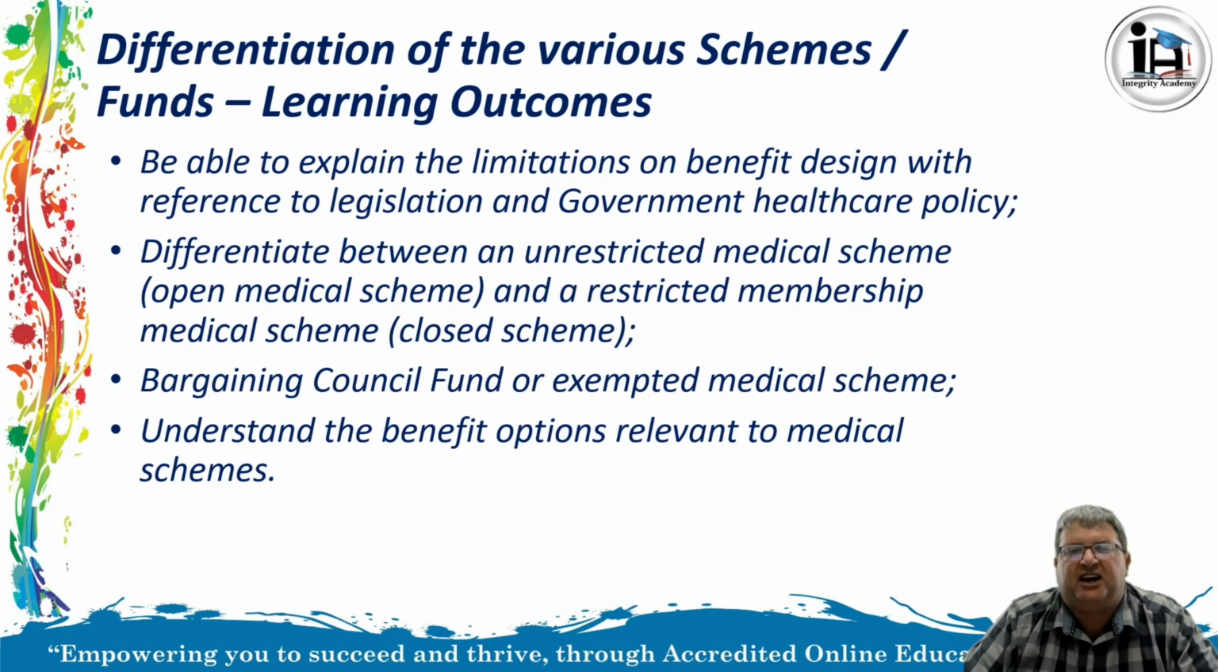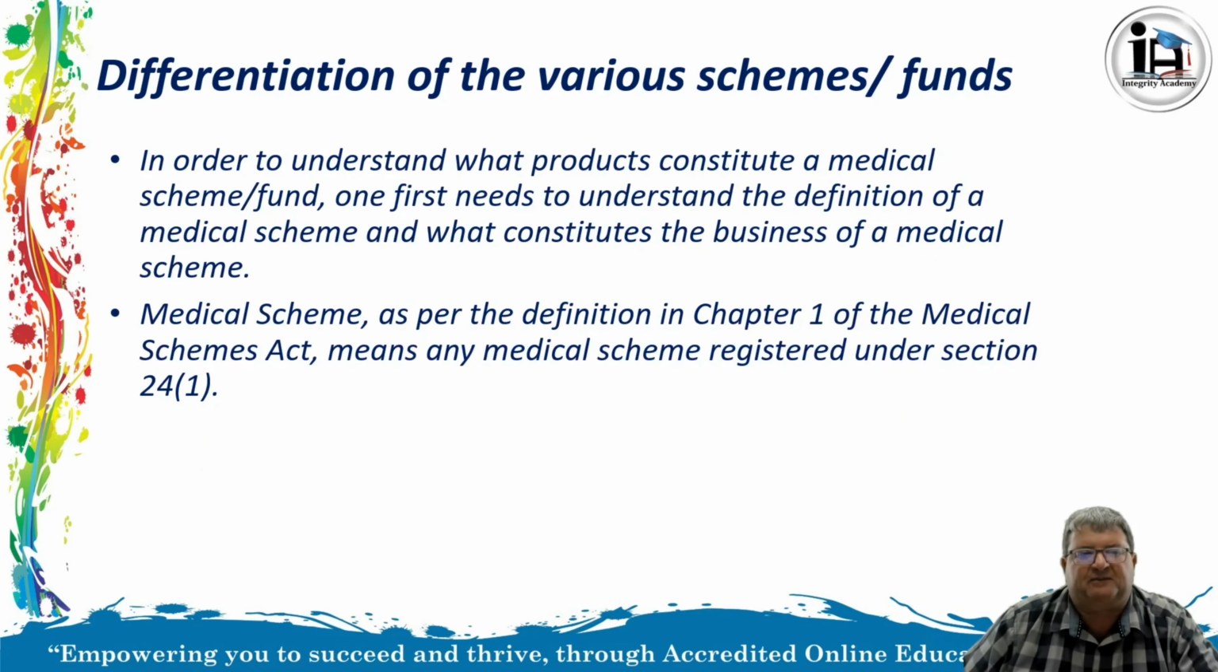So let's look at the learning outcomes you are supposed to know for your tests or your exams. You must be able to explain the limitations on benefit design with reference to the legislation and government healthcare policy. You must be able to differentiate between an unrestricted scheme, also known as an open medical scheme, and a restricted membership medical scheme, which is a closed scheme. The bargaining council fund or exempted medical scheme, and understand the benefit options relevant to medical schemes. Now we're going to look into each one of these learning outcomes in more detail in this unit.